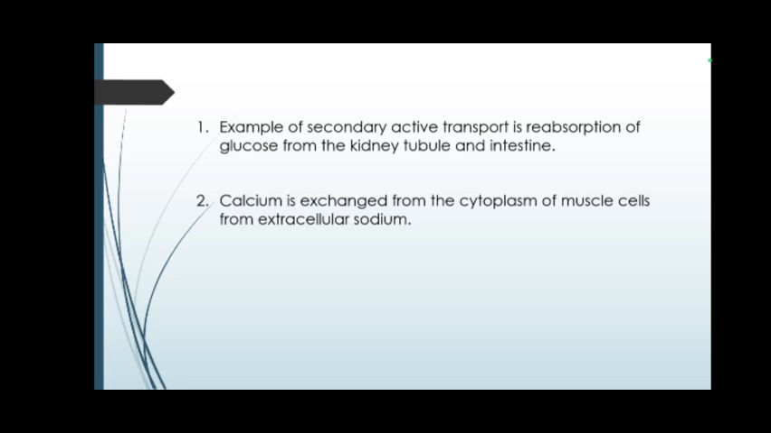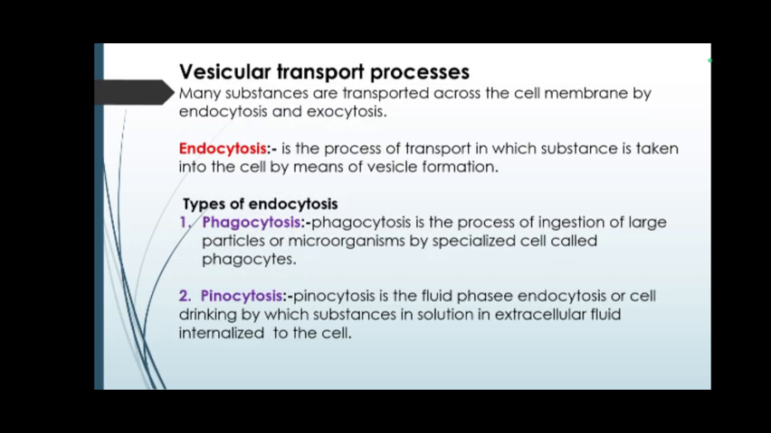Examples of secondary active transport include reabsorption of glucose from the kidney tubule and intestine. Calcium is exchanged from the cytoplasm of the muscle cell for extracellular sodium. Vesicular transport process: many substances are transported across the cell membrane by endocytosis and exocytosis. Endocytosis is the process of transport in which a substance is taken into the cell by means of vesicle formation.